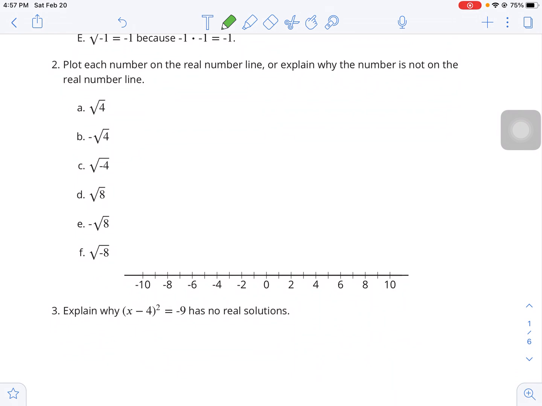So number 2, plot each number on a real number line and explain why the number is not on the real number line. So we'll want to take that first one, letter A, and we're going to plot that. The square root of 4, we're going to plot that right here. That's 2. So I'll just put it like that. Letter B, the negative square root of 4. So that would be -2.